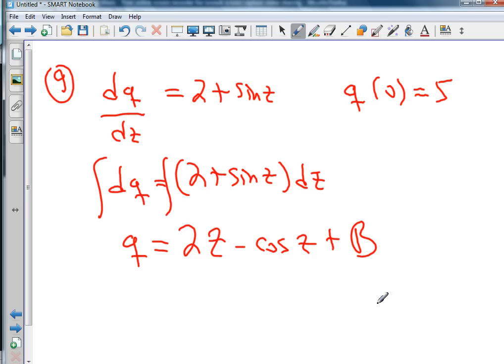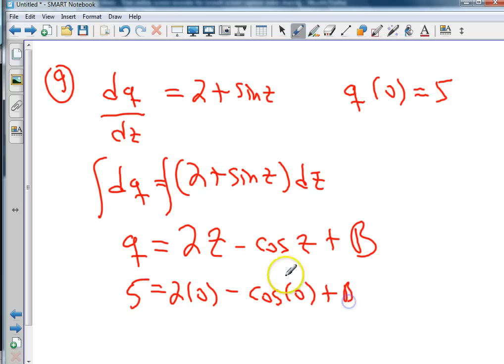Okay, are you done? No, because you can resolve b. There's a unique curve that has that slope, or slopes of the tangent lines, and has that point. So, what do you plug in for q? 5. What do you plug in for z? 0. And does everything drop out this time? Careful, it doesn't always. 5 equals 2 times 0, that drops out, minus the cosine of 0. Remember the cosine of 0 is? 1. So this is really 0 minus 1 plus b. So what's b? 6. Good.